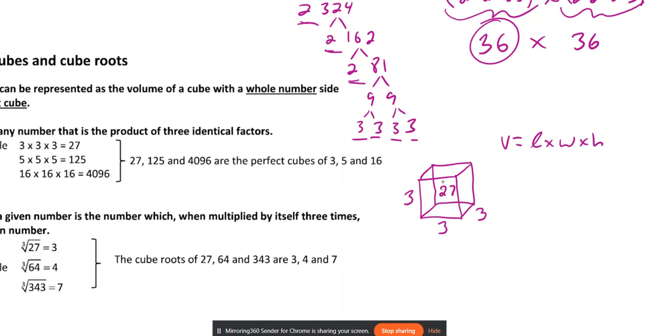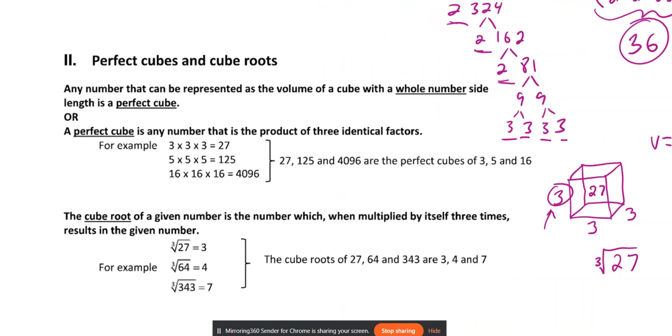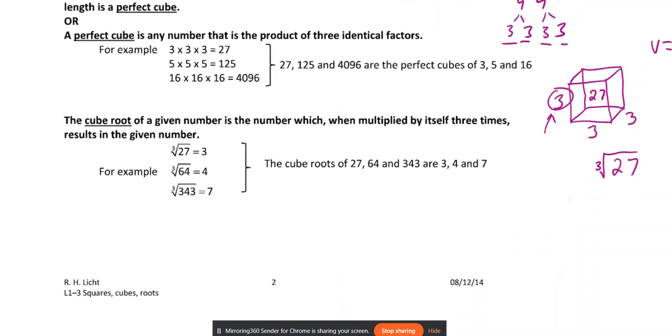Because if you take the cube root of 27, what do you think you get? So cube root is like a square root with a little 3 on the front. What do you think you get? Cube root of 27. 3. Yeah, you get 3 out. So it's like the same idea as square roots, right?